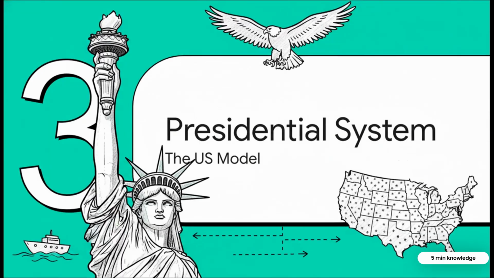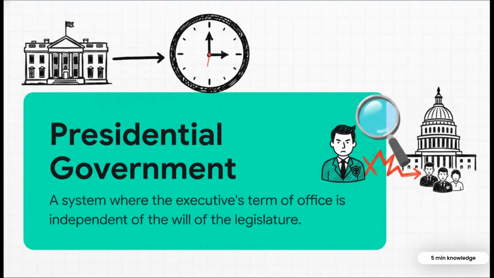Okay, so let's switch gears and move to our second blueprint. You'll see how this builds a very different structure. We're crossing the Atlantic to look at the presidential system, with the United States as our main model. And boom, here is the stark contrast. In the US model, the executive's term is fixed. The president is elected for 4 years, and that term is completely independent of what the legislature, Congress, thinks about their performance. They can't be removed just because they've lost political support.